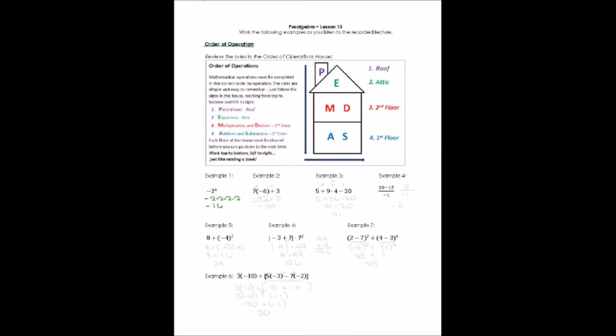Next, example 2, we have multiplication and we have addition. Let's look at multiplying our 7 times negative 6. Well, we have opposite signs. We only have one negative. One negative, negative answer. Negative 42 plus 3.